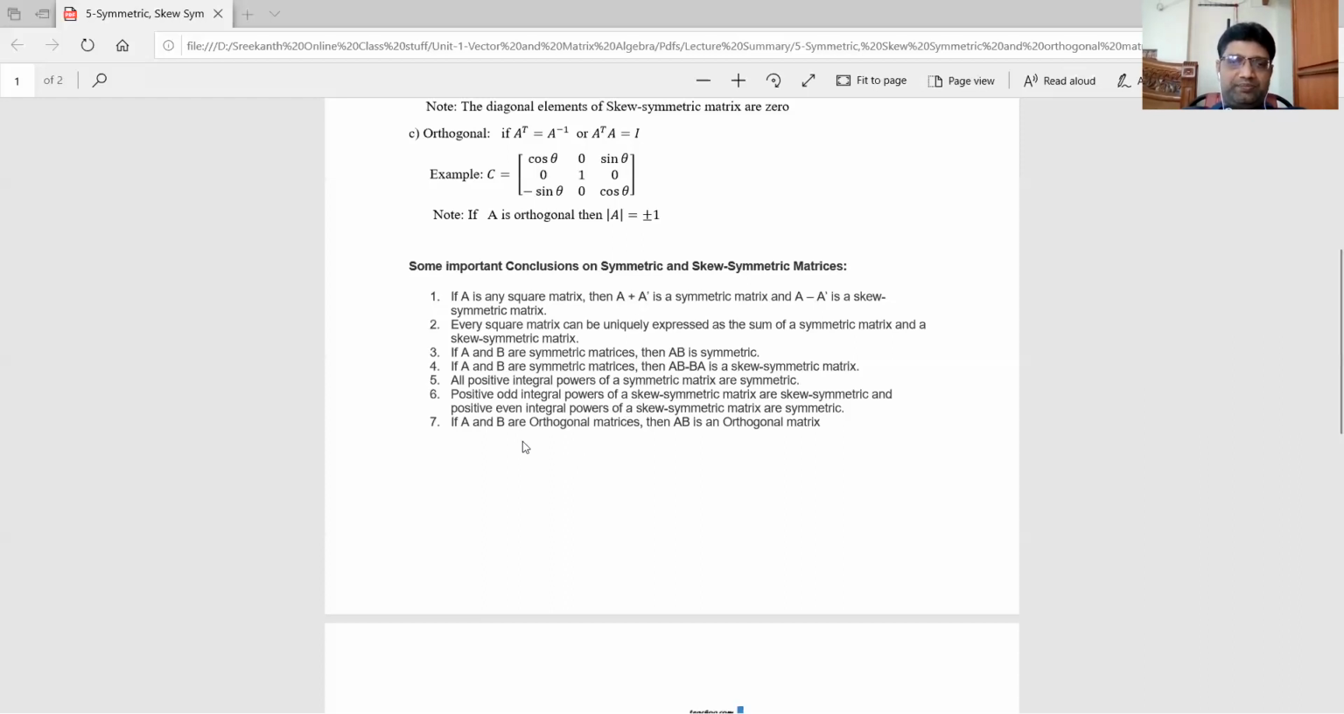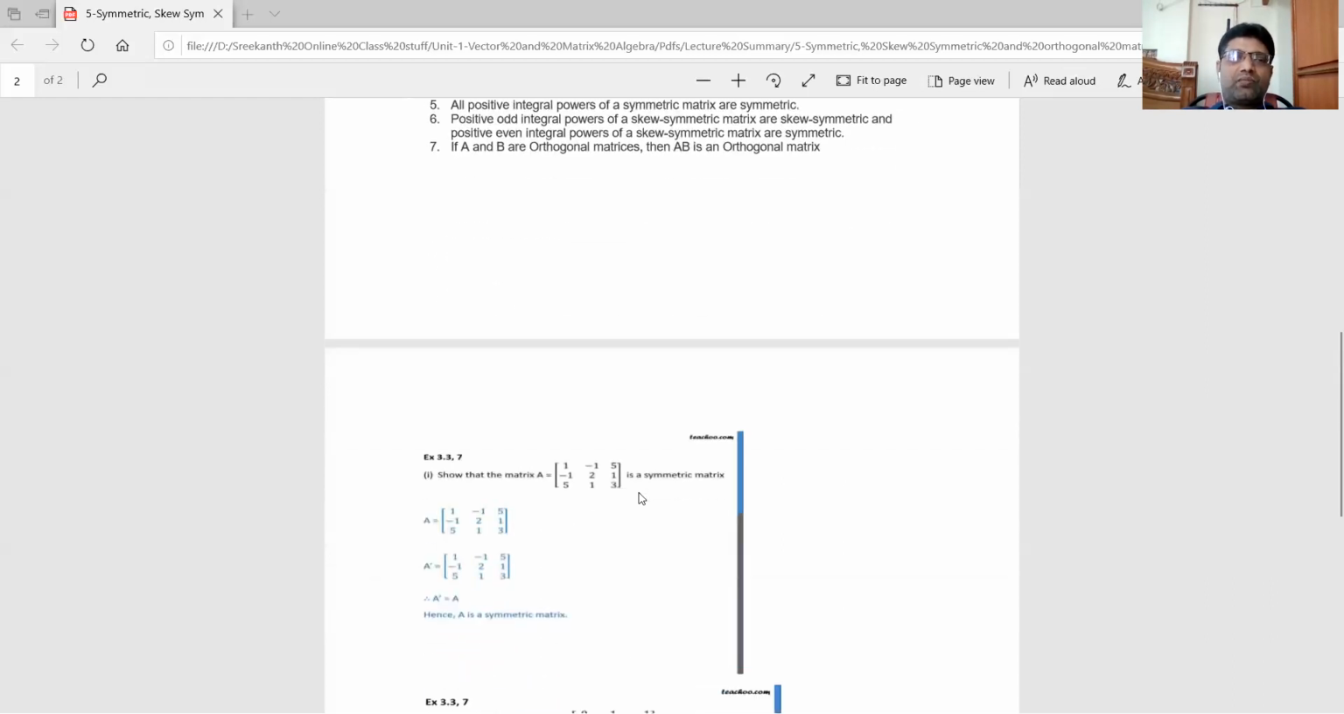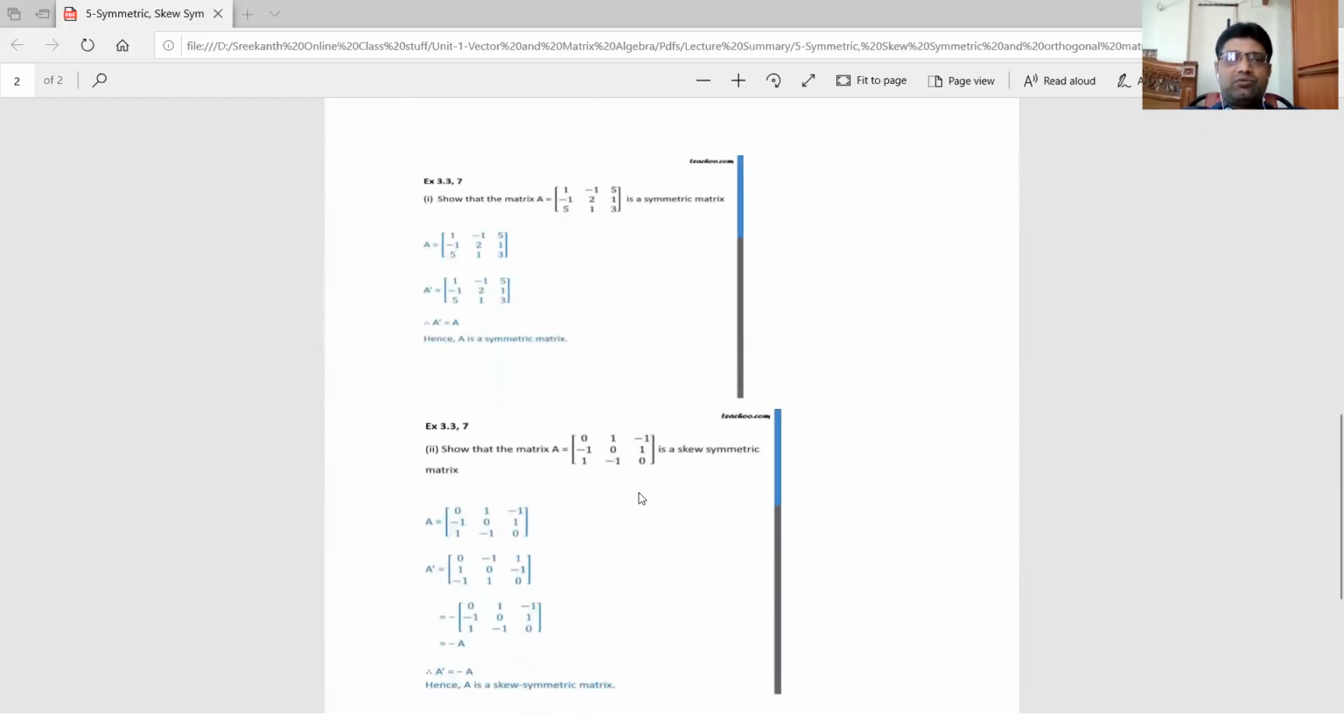And coming to orthogonal, suppose A and B are two orthogonal matrices, then the product is also an orthogonal matrix. Like with symmetric matrices we have seen, whenever A and B are symmetric, its product is symmetric. In the same style, whenever A and B are orthogonal matrices, its product is also orthogonal. And here also in the note we observed that whenever it is an orthogonal matrix, the determinant of that orthogonal matrix is plus or minus 1.